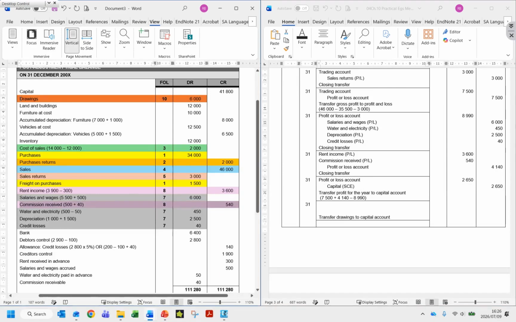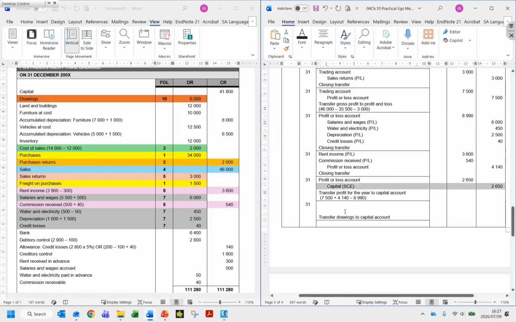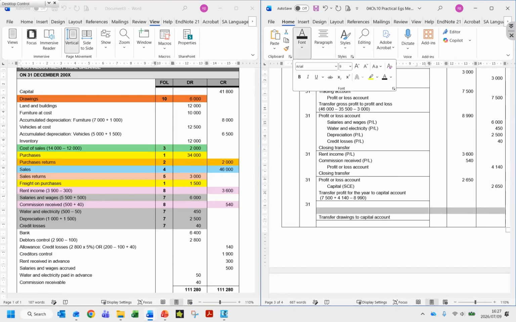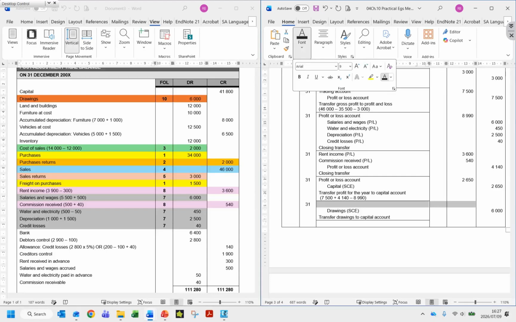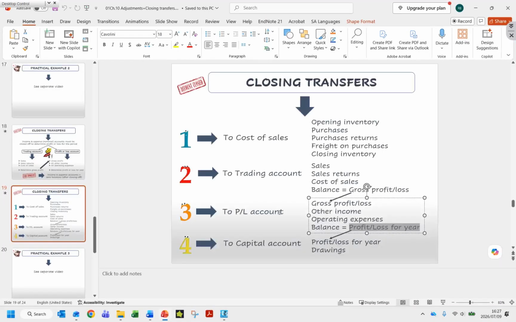The last closing transfer we do is drawings. As you can see in the post-adjustment trial balance, it has a debit balance. So to close it off, we need to credit drawings and we transfer it to the capital account. Both of these are equity items, so they appear in the statement of changes in equity. If we go back to our slide, we have now done the last transfer, which is to transfer the profit or loss for the year and the drawings to the capital account. So we have completed all the closing transfers for this example.